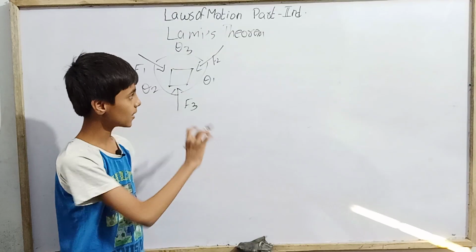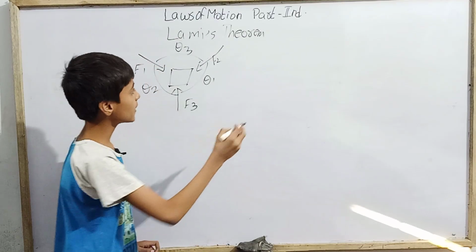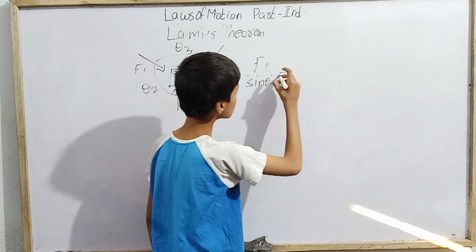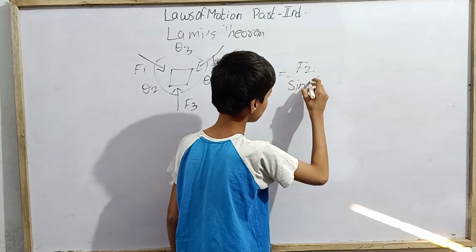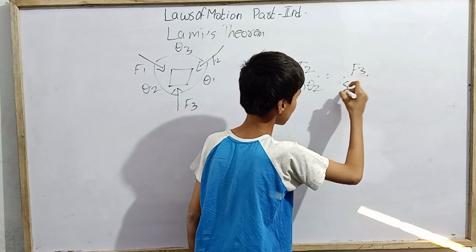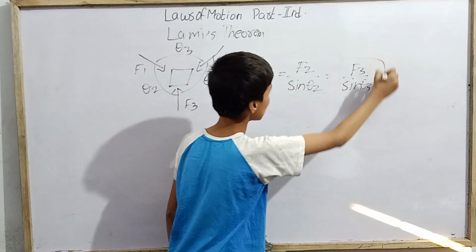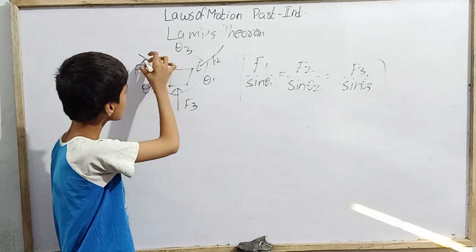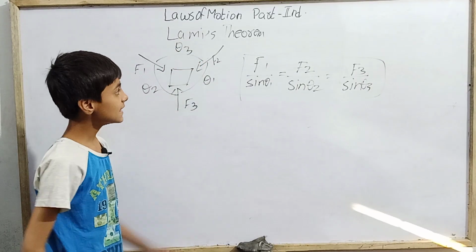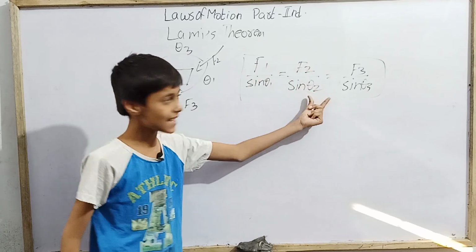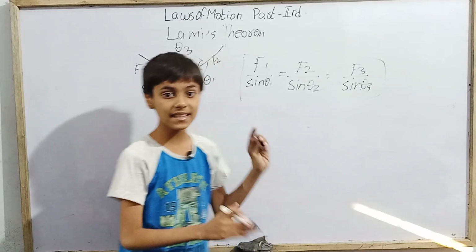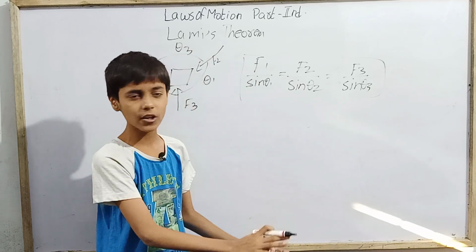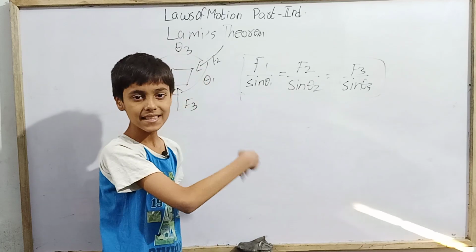And according to the sine rule, F1 by sine theta 1 is equal to F2 by sine theta 2 is equal to F3 by sine theta 3. This is known as Lami's theorem. If three forces F1, F2 and F3 are acting, with angles theta 1, theta 2 and theta 3, then F1 by sine theta 1 is equal to F2 by sine theta 2 is equal to F3 by sine theta 3, because those forces describe the sides of a triangle, and so they follow the sine rule.